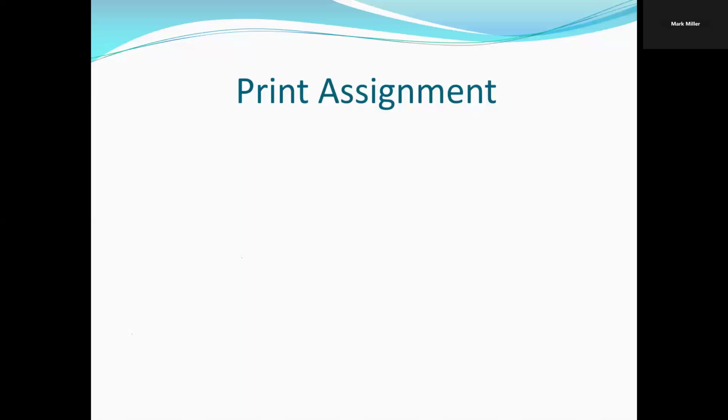And we're back. The print assignment. We have three sections of the print assignment. You don't have to complete this all at once, but you obviously have to complete all of it.